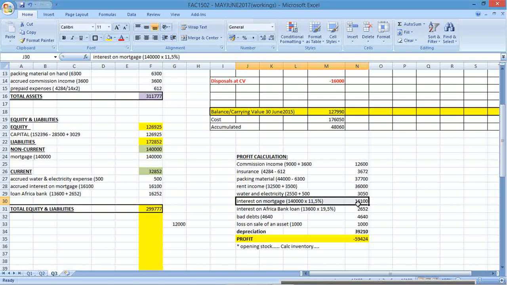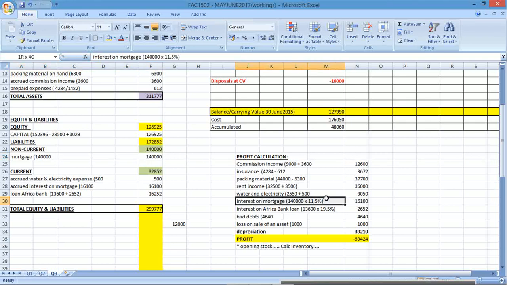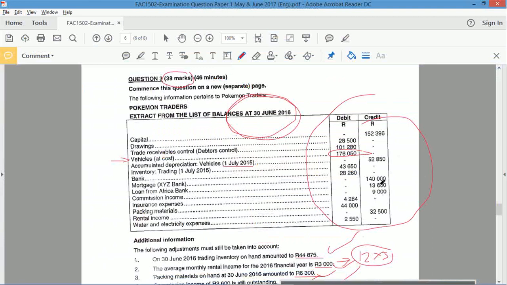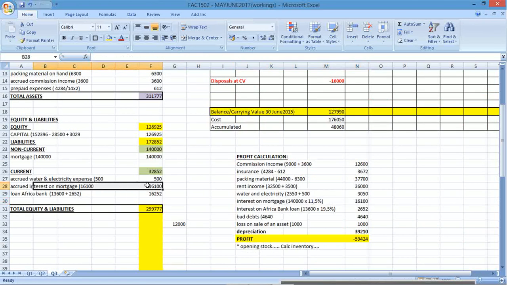11.5% compounded annually. The loan is redeemable. It's payable to the bank. It's capitalized. Interest is not capitalized. Okay, so the mortgage was 144,000 times 11.5% gave me 16,100. Did I have interest on mortgage in the question? No interest here, so the full amount will be an accrual. Did I put the accrual in? Yes, I did. So that's also fine.